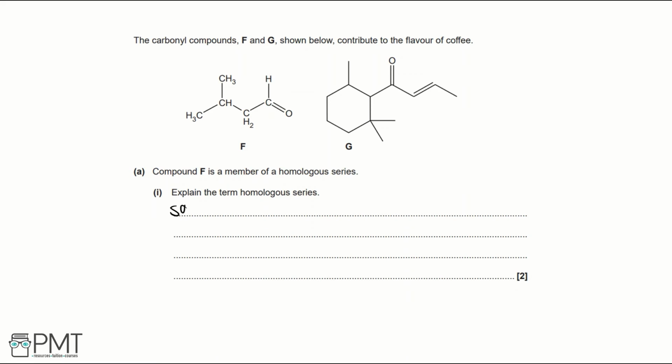So a homologous series will have the same functional group. So this would get you your first mark. Alternatively, you could say that it has similar chemical properties or reactions. Either one of these statements would get you the first mark for this question.